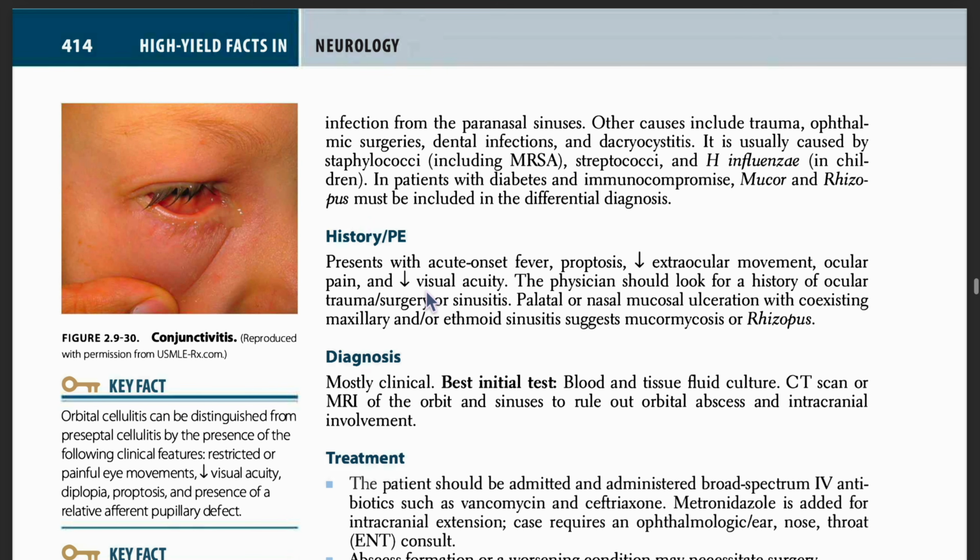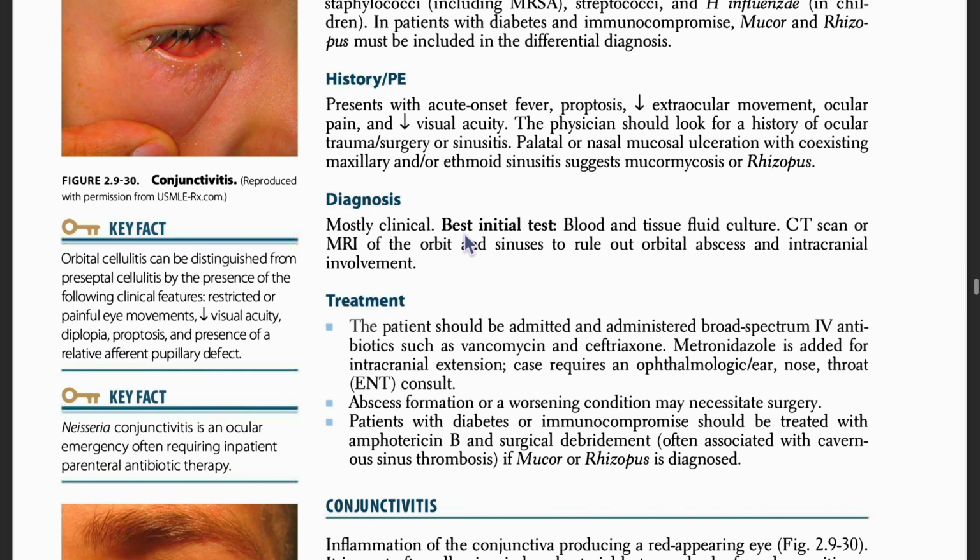History and physical examination presents with acute onset fever, proptosis, decrease in extraocular movement, ocular pain, and decreased visual acuity. The physician should look for a history of ocular trauma, surgery, or sinusitis. Palatal or nasal mucosal ulceration and coexisting maxillary and or ethmoid sinusitis suggests mucormycosis or Rhizopus. Diagnosis is mostly clinical. Best initial test is blood and tissue fluid culture. CT scan or MRI of the orbit and sinuses to rule out orbital abscess and intracranial involvement.